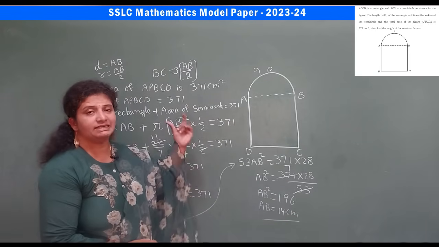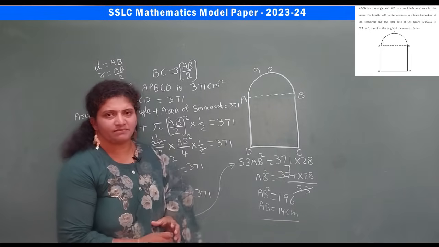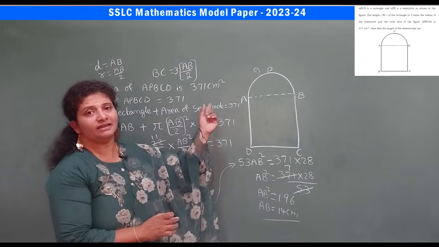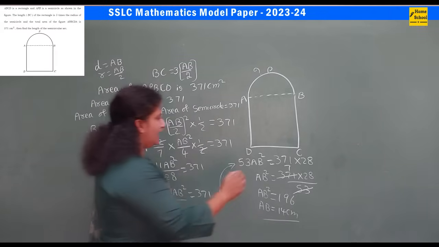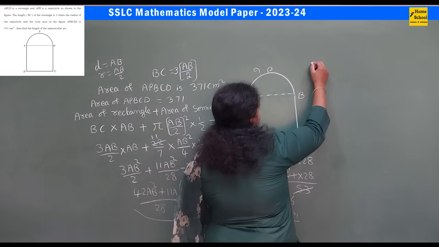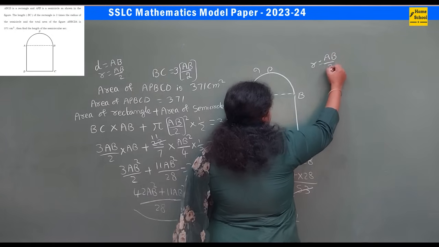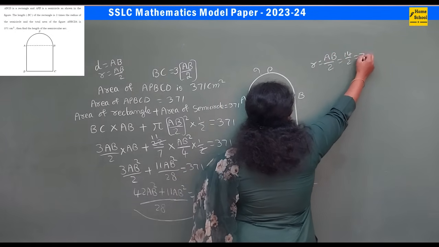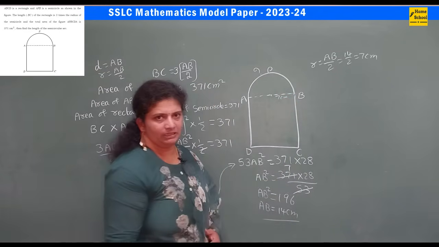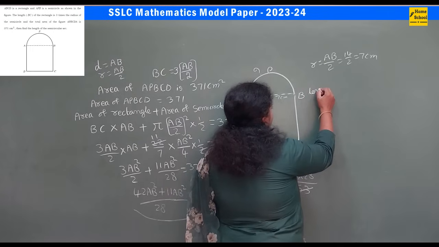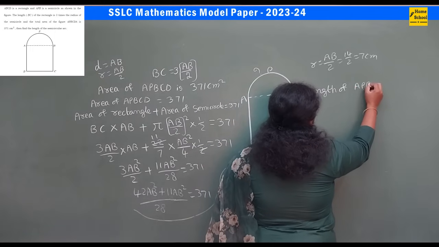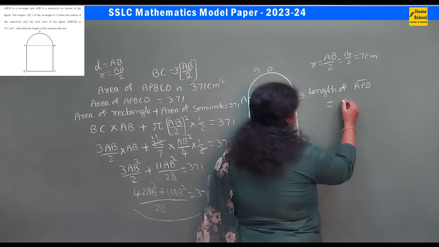What we got here is the diameter. Diameter of a semicircle, that is breadth, is 14 centimeter. Now we need to calculate the length of the semicircular arc. If AB is diameter 14 centimeter, then radius is equal to AB by 2 is equal to 14 by 2 is equal to 7 centimeter. So what is the radius here? 7 centimeter.